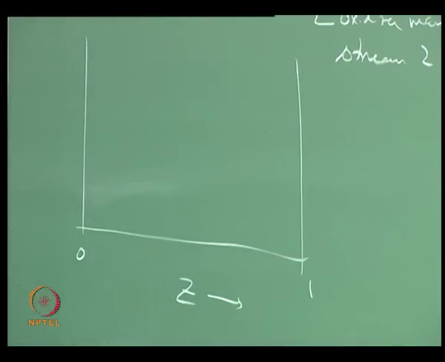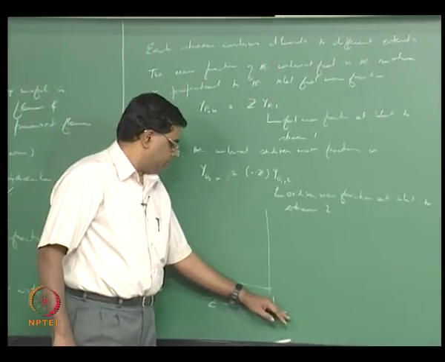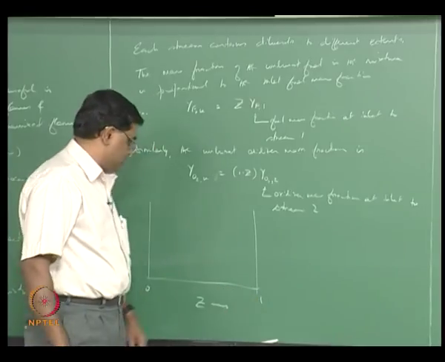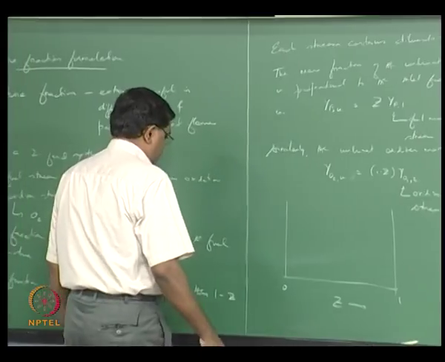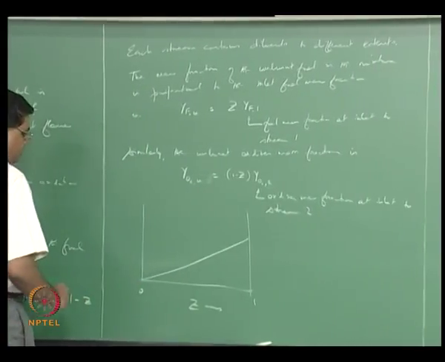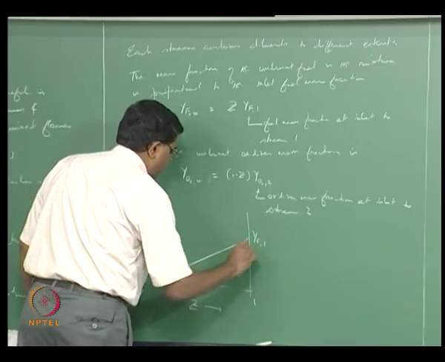So if your mixture fraction is going all the way from 0 to 1, 0 would correspond to no fuel and 1 would correspond to all fuel, no oxidizer. And therefore as Z keeps on increasing, you have a straight line that keeps on increasing from 0 all the way to YF1.